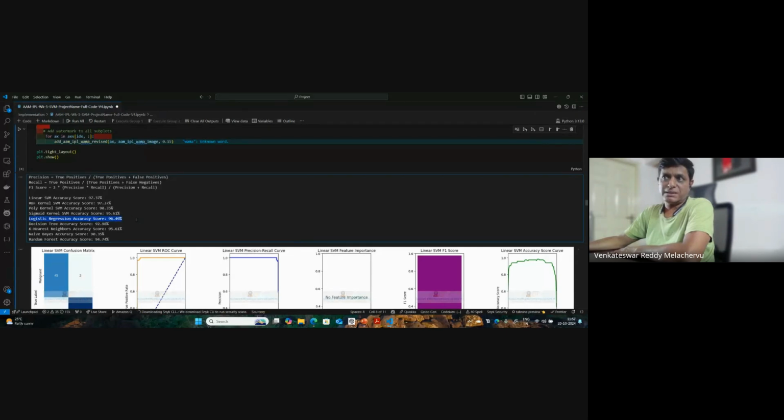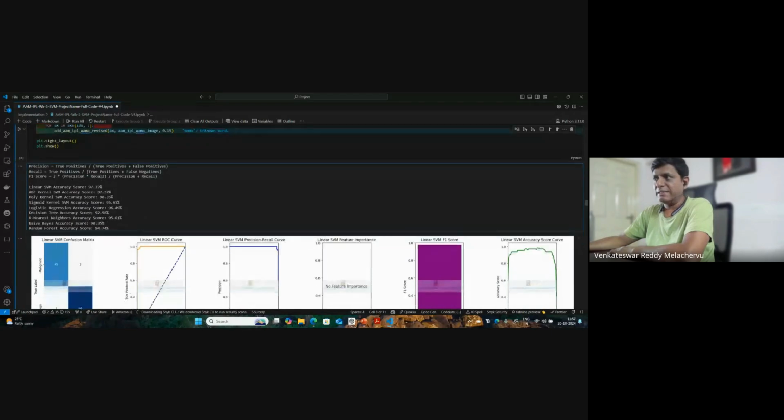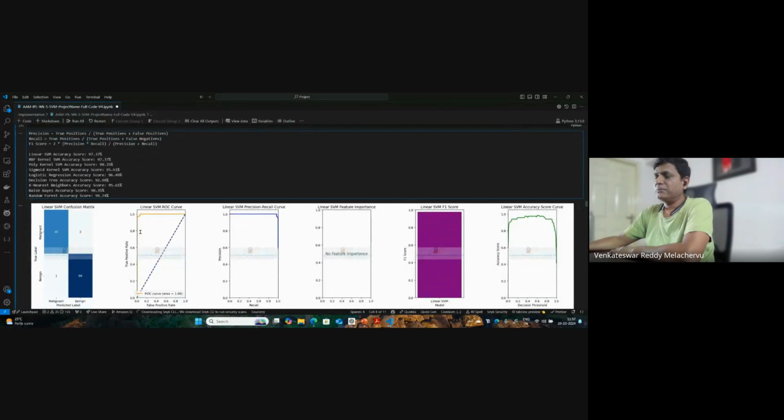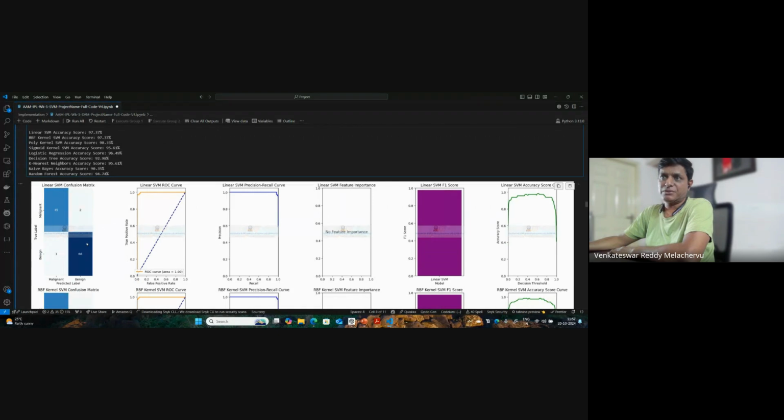The logistic regression is at 96. Not that far behind, but less than SVM. So obviously SVM is far better, superior. K nearest neighbor third. Decision tree accuracy is less. Naive Bayes is, in this case, obviously less. Random forest is very less. So for each of the models, let's look at first the two.